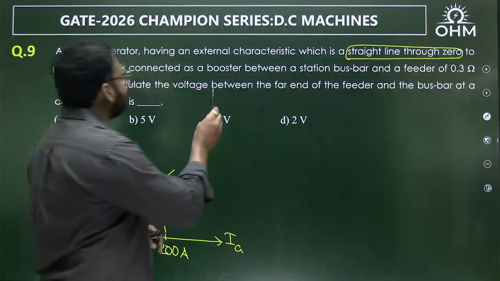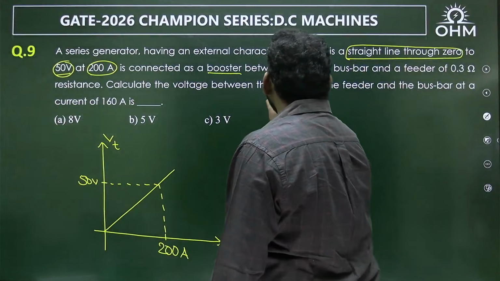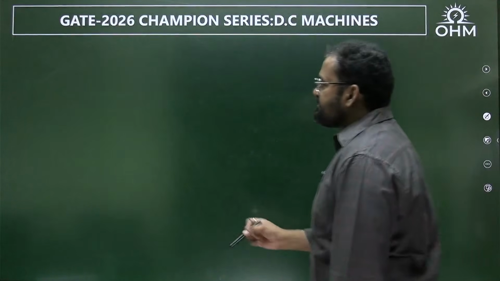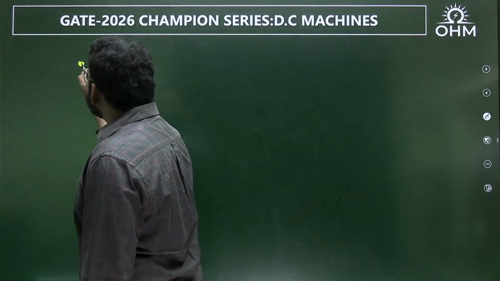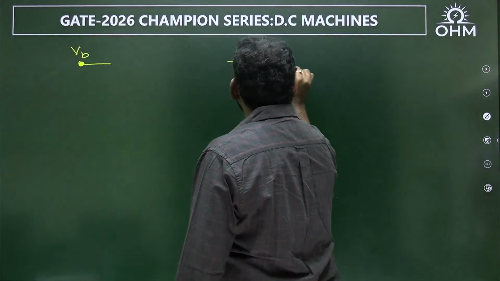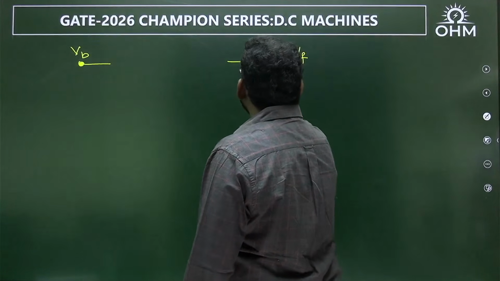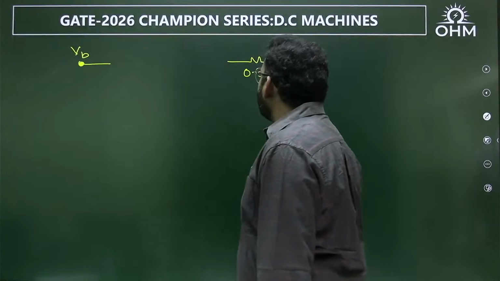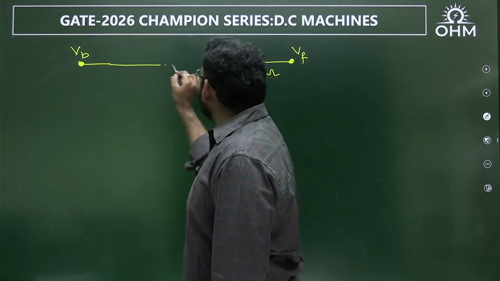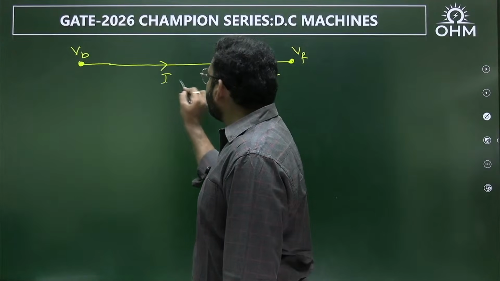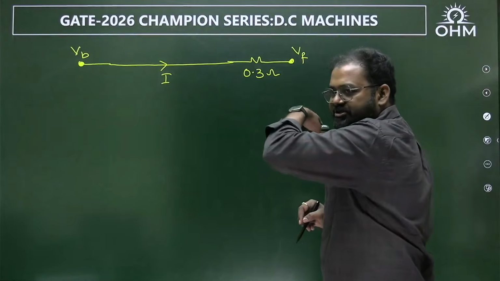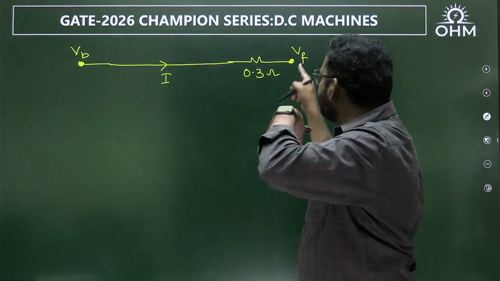Now, this generator is connected as a booster between a bus bar and a feeder. That feeder is having 0.3 ohms. So imagine this is the bus bar voltage, the bus bar terminal, and between the bus bar and the feeder there is an internal resistance of 0.3 ohm. If you connect this bus bar directly to the feeder, what will happen? Whenever current flows, voltage will drop across this resistance and the feeder will receive less voltage. Got it? Feeder will receive less voltage.